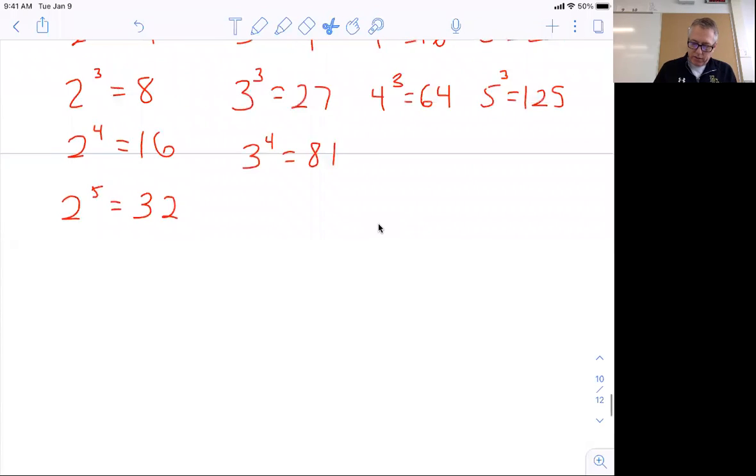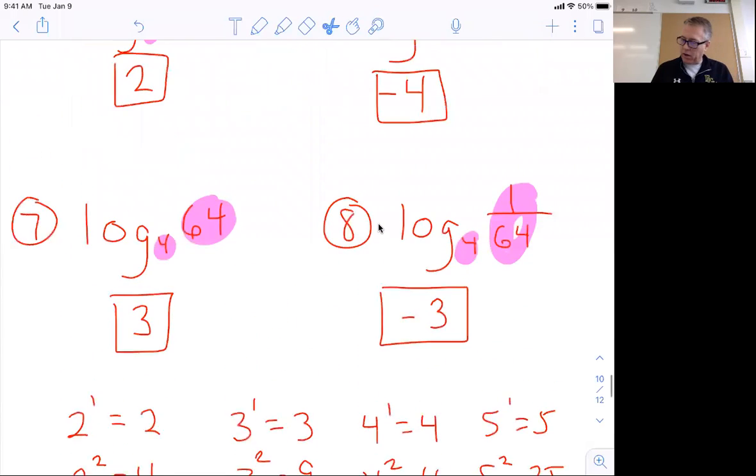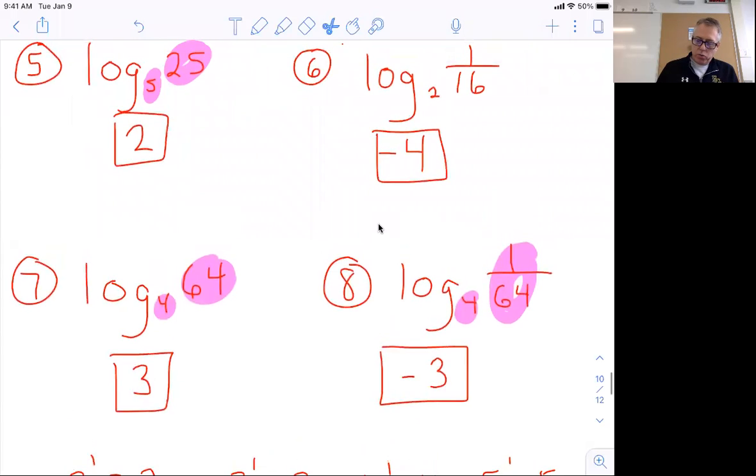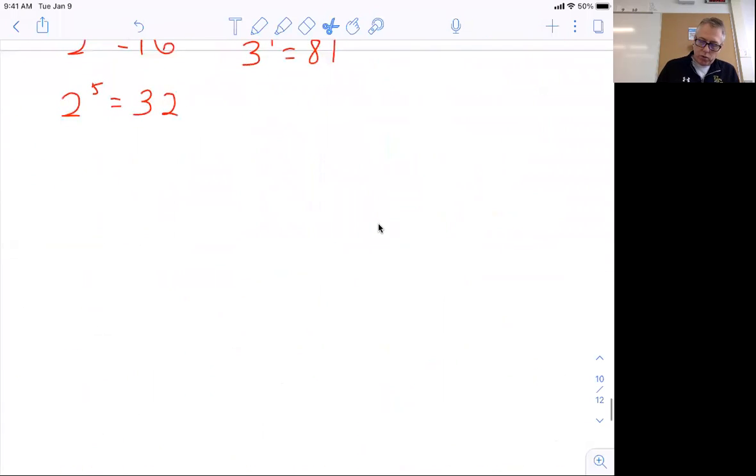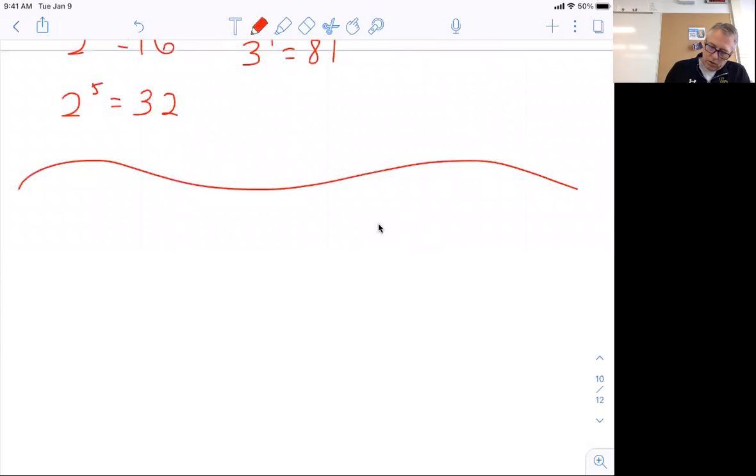All right, so we just finished up the evaluating logs, but I'm going to continue on our notes here. If you guys would go back to your notes, we're going to do something a little bit different. I'm going to give you 3 log rules. These you should definitely write down.